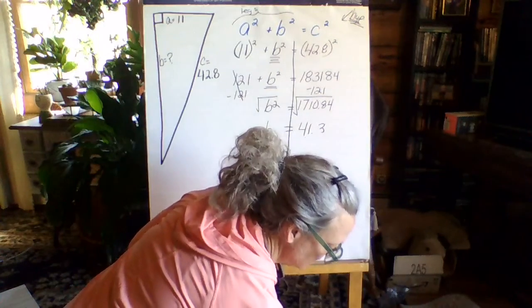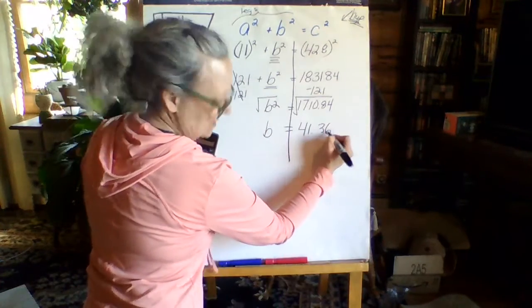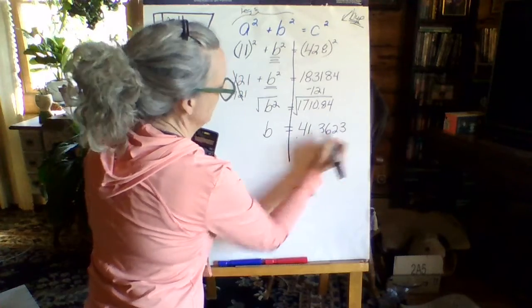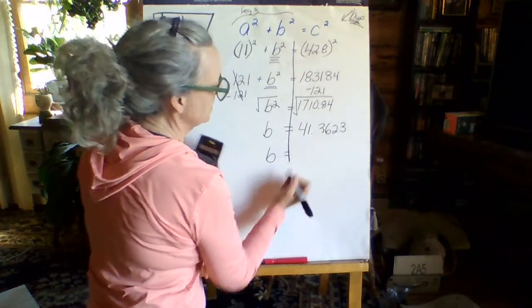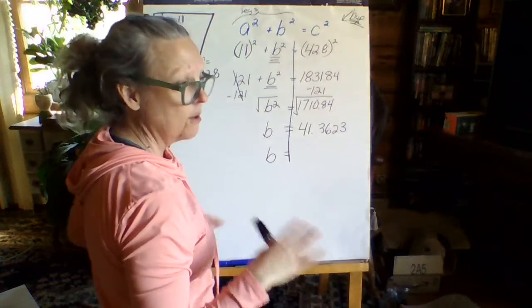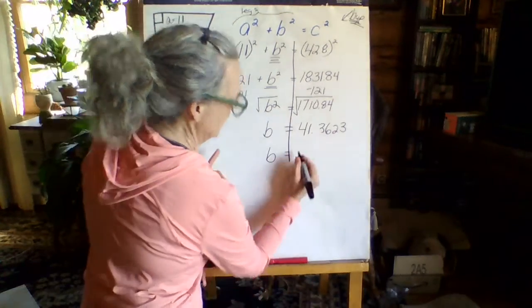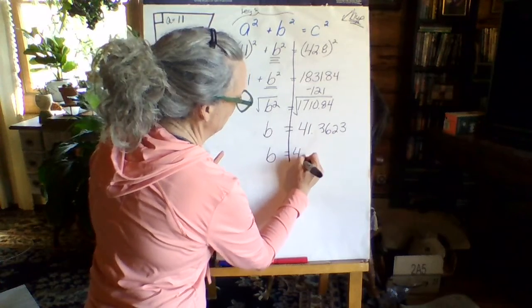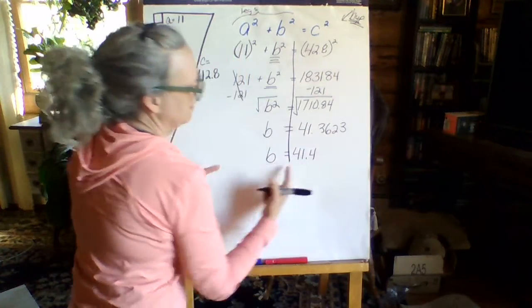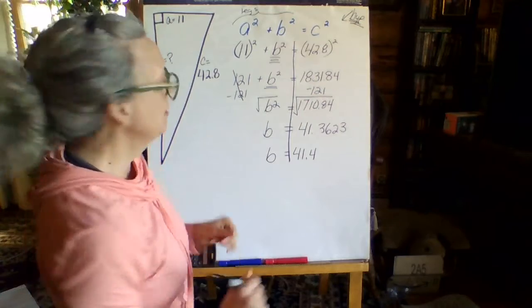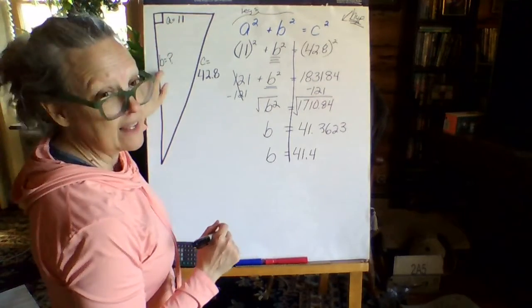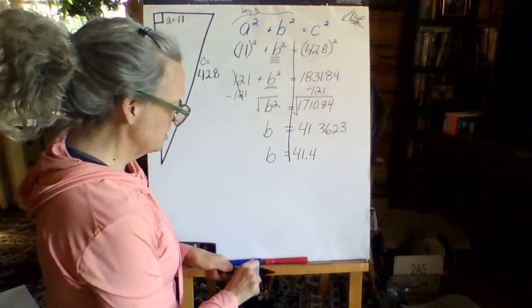41.363. I'm going to round that to the nearest tenth because that's pretty much standard. You always round to the nearest tenth unless it tells you otherwise. I'm going to say 41.4. What is 41.4? 41.4 is the length of this other leg. You can double check it.